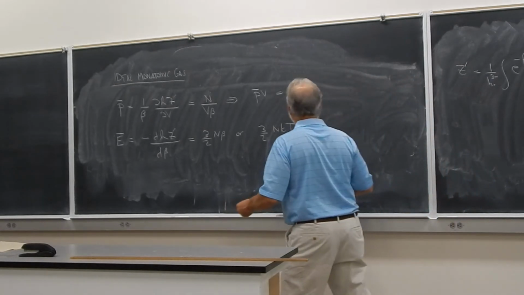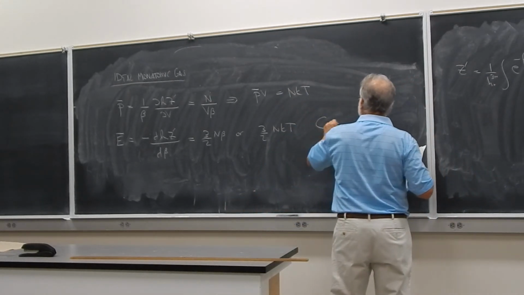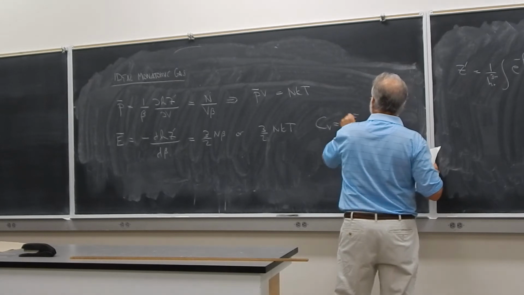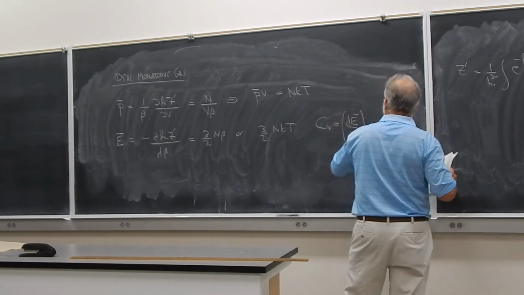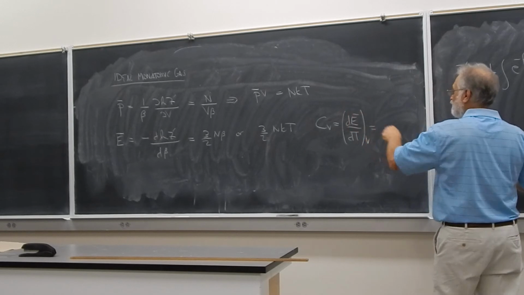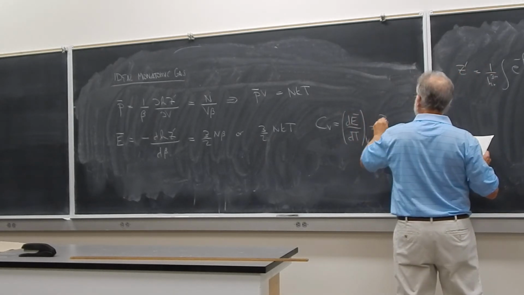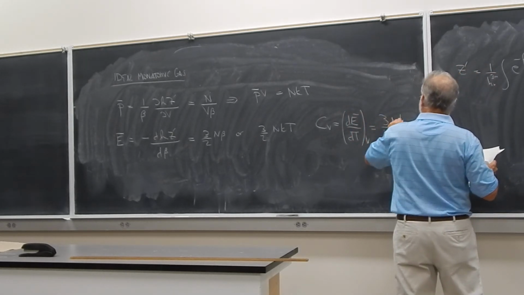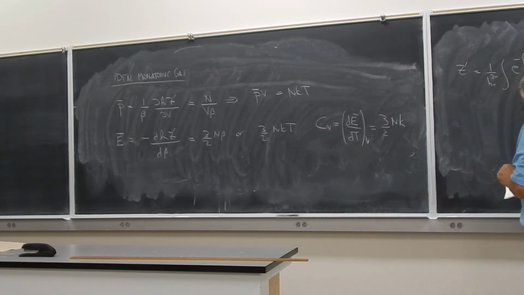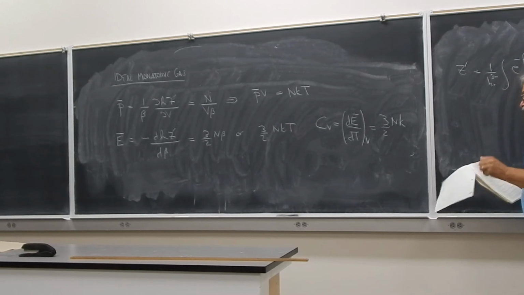Suppose I want to know the heat capacity. Heat capacity is just the derivative of the energy with respect to T, holding the volume constant. And if I do that, of course, I get 3/2 times nk. Again, a familiar result.